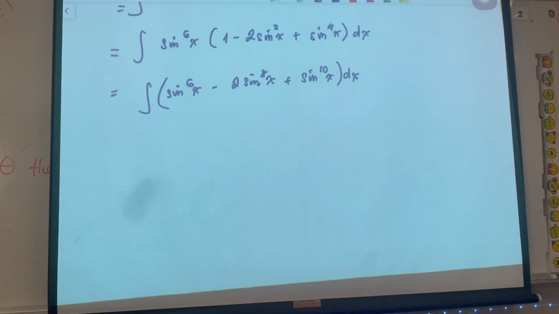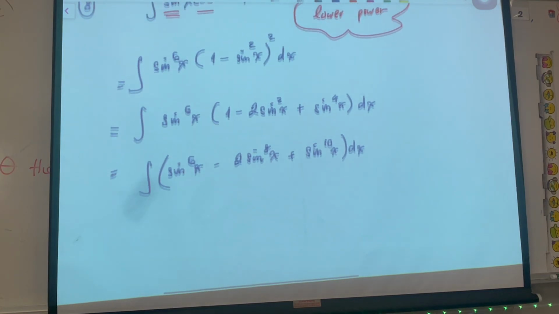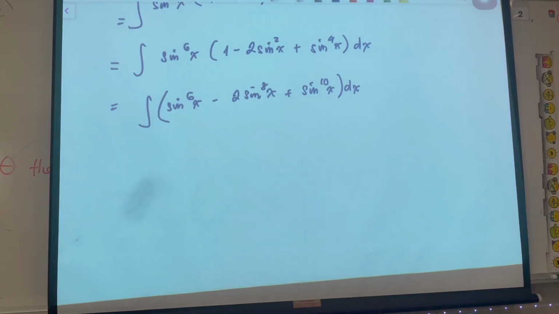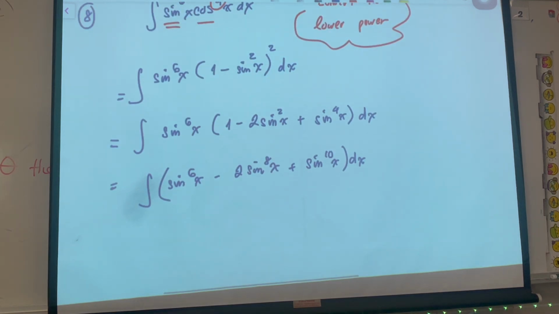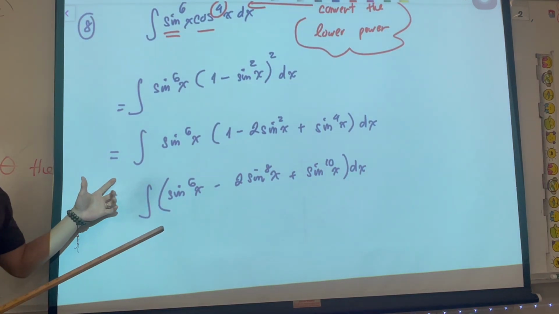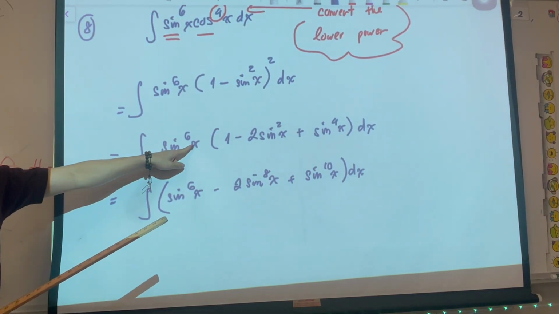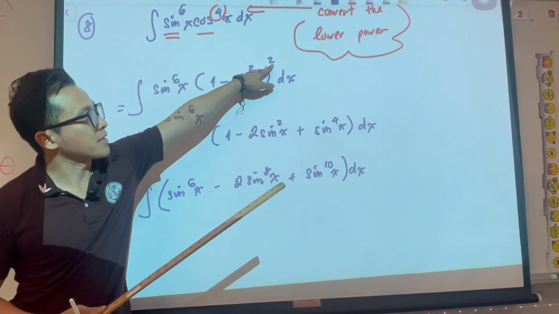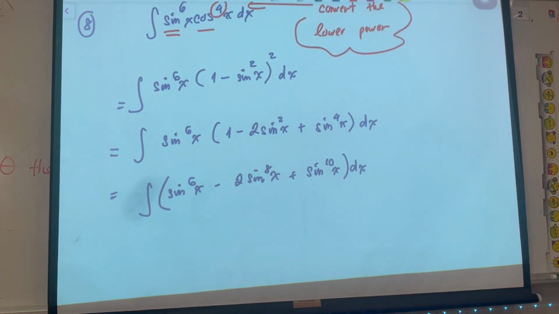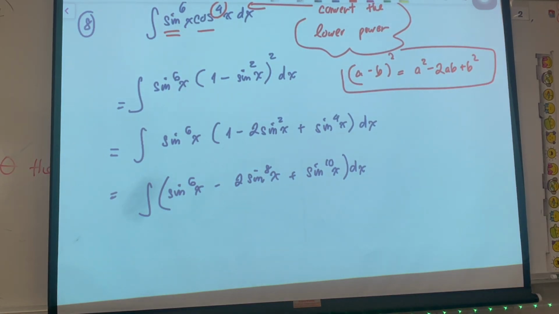Wait, why is it minus 6? Oh no, that's the dot. Never mind. And now what? Integral. Wait, they're all x, I'm confused. Which one? The one in the middle, in parentheses? Oh, I expand this square. A minus b squared is a squared, minus 2ab, plus b squared. Yeah? And then from there, I just distribute it.